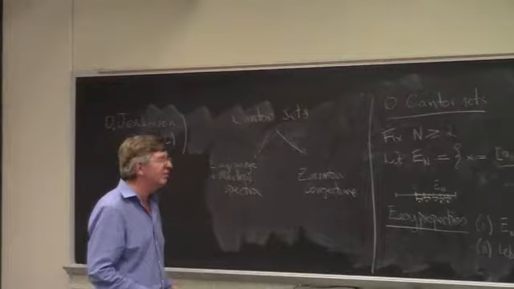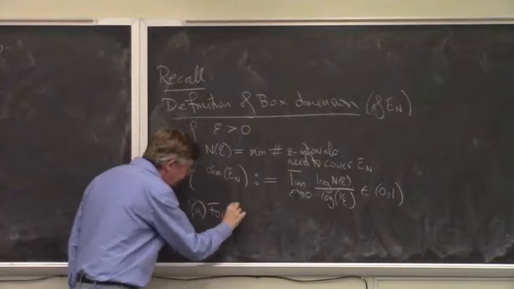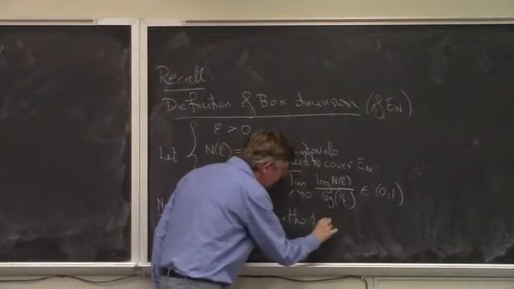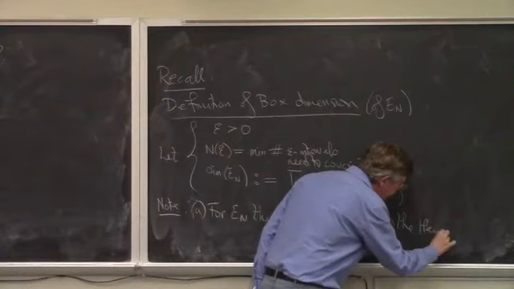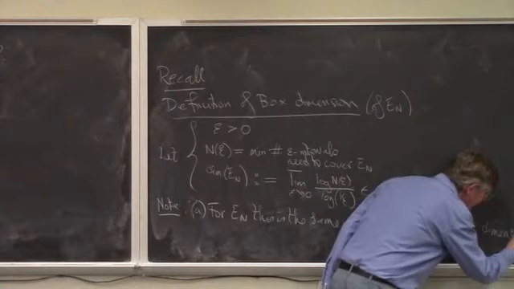So let me just note that at the bottom. So first of all, for the sets E_n, this is the same value as the Hausdorff dimension. This is Hausdorff dimension, which is a more sophisticated and subtle notion of dimension, but somewhat harder to write down the definition in a short space of time. And secondly, it's a number.